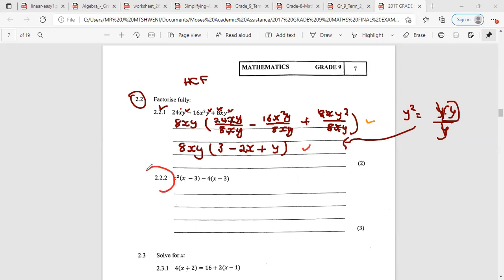All right, let's come to 2.2.2. I'll try to go a little bit fast now.